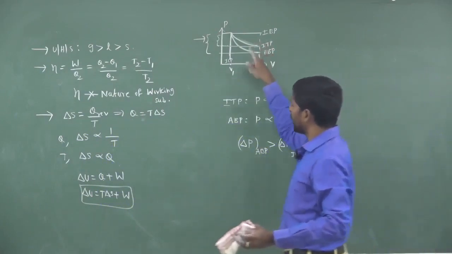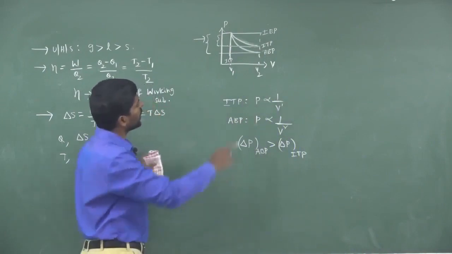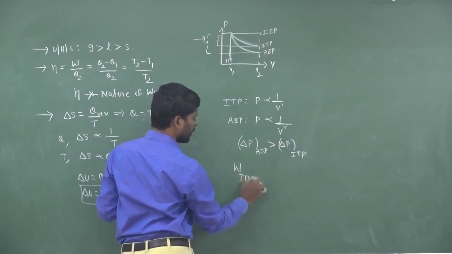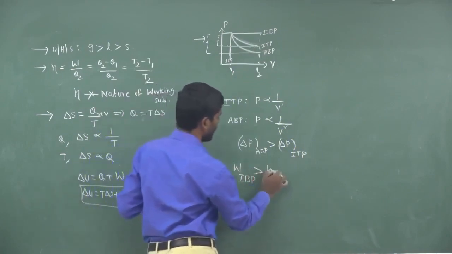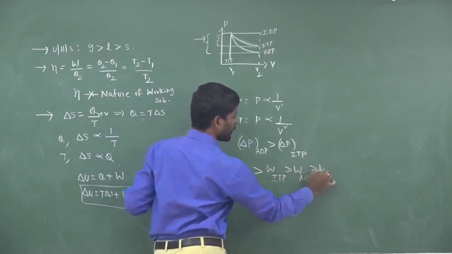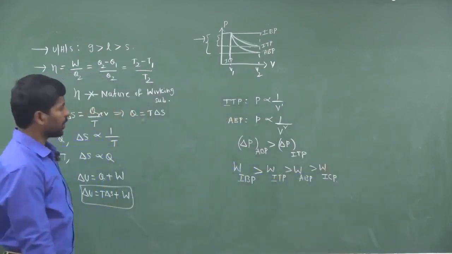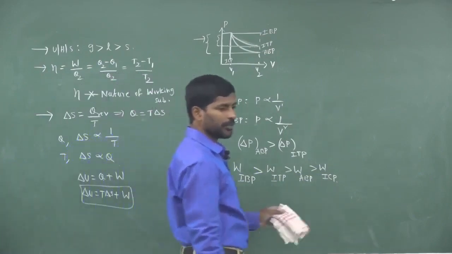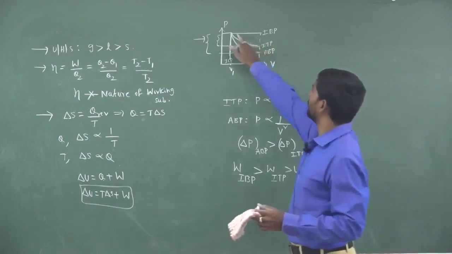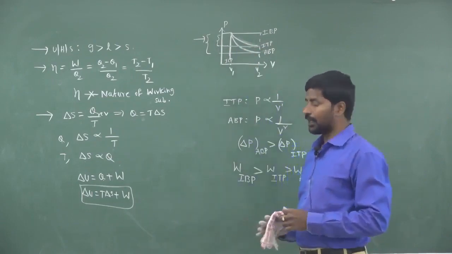And what about the order of work done? Work done is nothing but the area below that line or curve. The area below the line is more for the isobaric process. So work done in the isobaric process is more compared to isothermal, compared to adiabatic, and compared to the isochoric process. Work done in the isochoric process is 0. This is the order of work done during various thermodynamic processes. The area below this line is more compared to this line, compared to this line. And for the isochoric process, work done is 0.